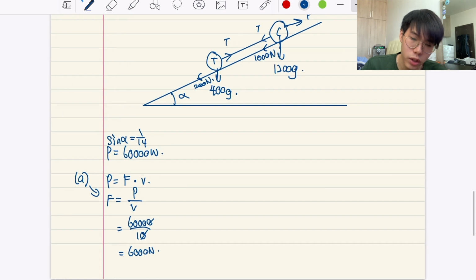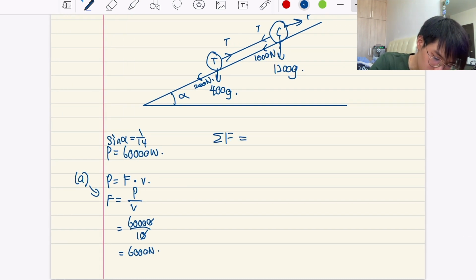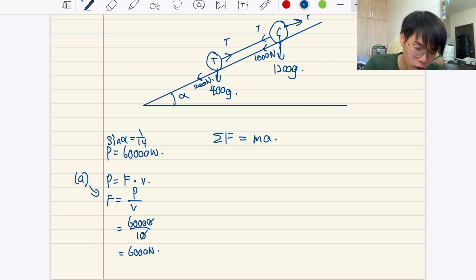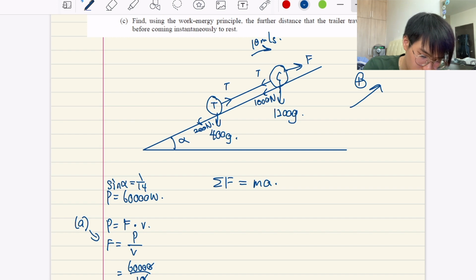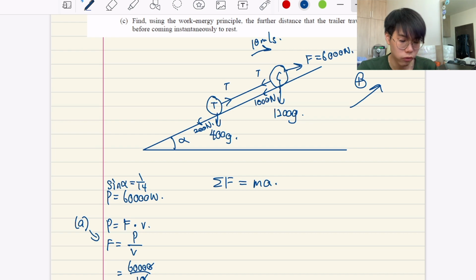Next, how do we find acceleration? We can find the acceleration by using Newton's second law, which is the resultant force equals ma, and we take going up the slope as positive. Okay, so what forces do we have here? For the car we have force F, which is the 6,000 Newton, and the friction 1000 Newton, and a component of the weight that is parallel to the slope.